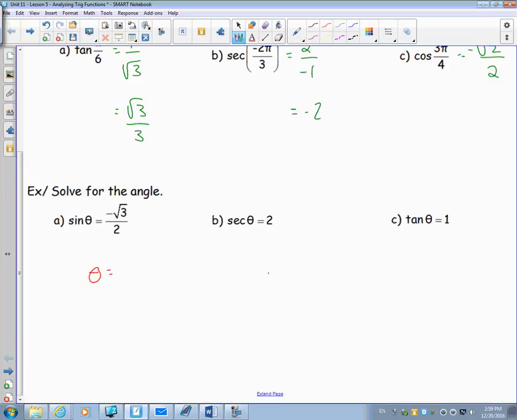And again, I'm not worried about drawing them out this year. I'm just worried about can we actually use them. We're not so worried about learning them in the first place. It's more about using them now. Okay, secant theta equals 2. Now that one's going to be tough to look for.